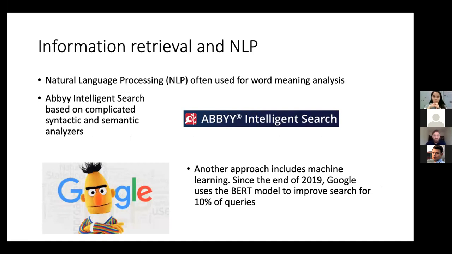Natural language processing is often used for semantic search and includes two large areas, syntactic and semantic analyzers and machine learning. Large companies use commercial information extraction projects such as EBI intelligent search, based on sophisticated syntactic and semantic analyzers, but they turn out to be expensive to implement. Another approach is machine learning. Since the end of 2019, Google has been using the BERT neural network in various languages, including Russian, to improve search queries. BERT is used to analyze only 10% of queries: long, colloquial, or containing prepositions.